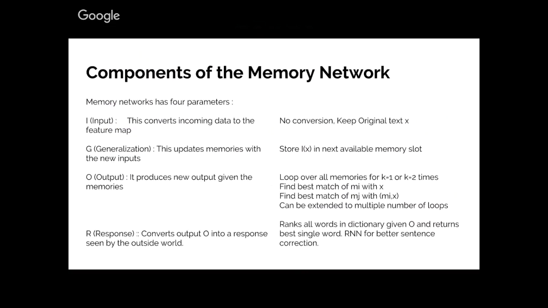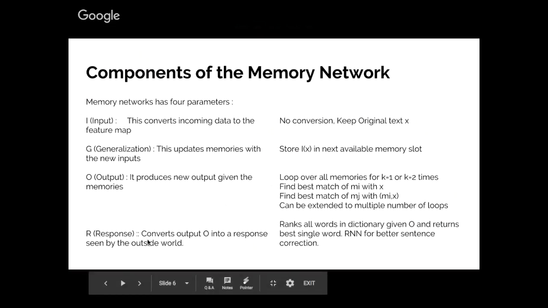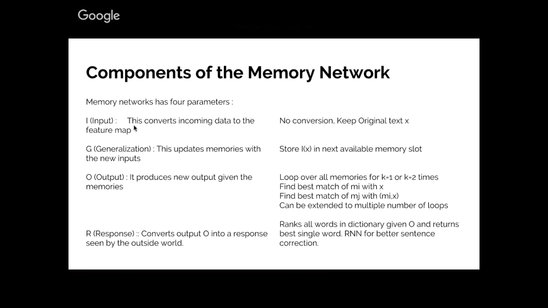So right now we are seeing the components of the memory network. There are going to be 4 components: input, generalization, output, and response. Input: what we do is convert the input data into a feature map. Secondly, once we have converted the input map, we have to update the memories with the new inputs, and that process is called generalization. Output produces new output based on the question, and the response converts the output into a response that can be seen in the output world.